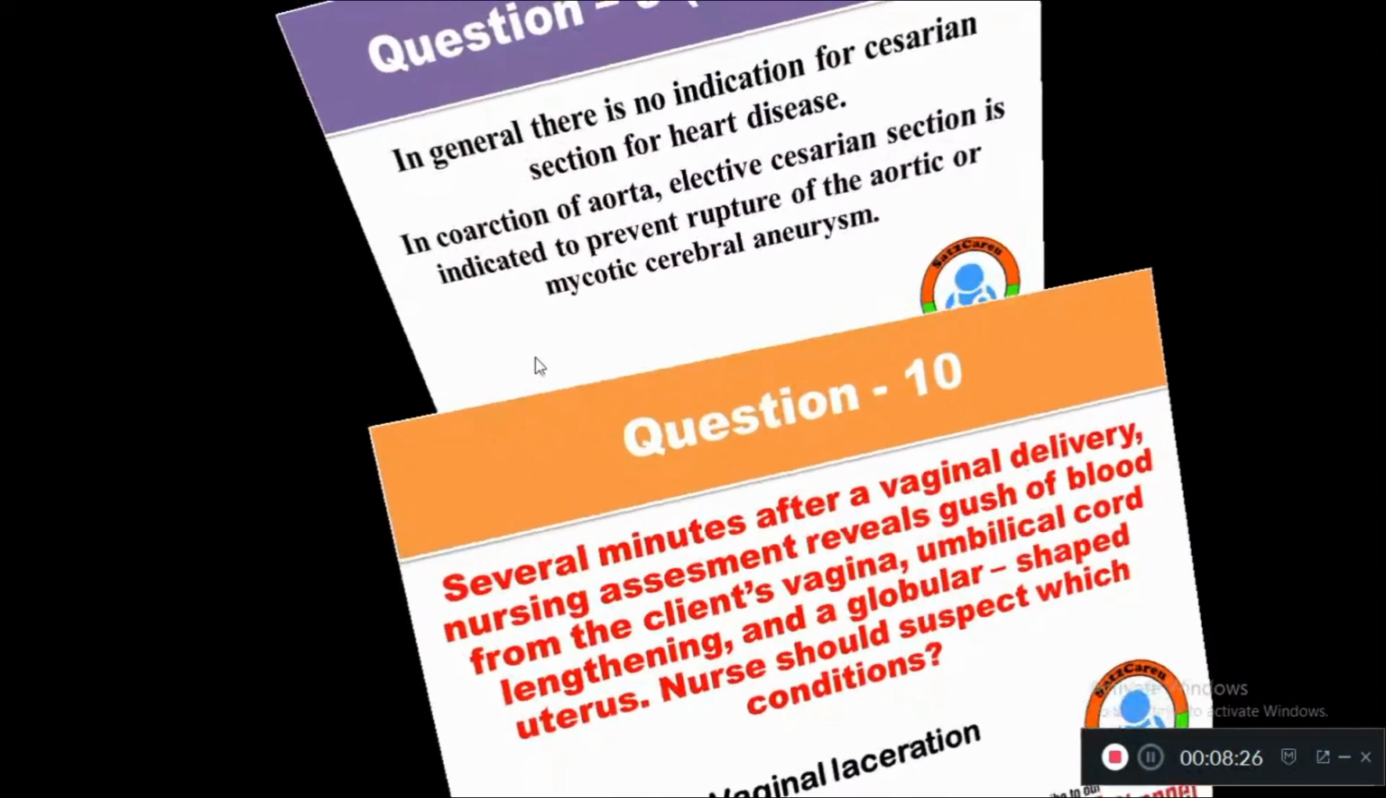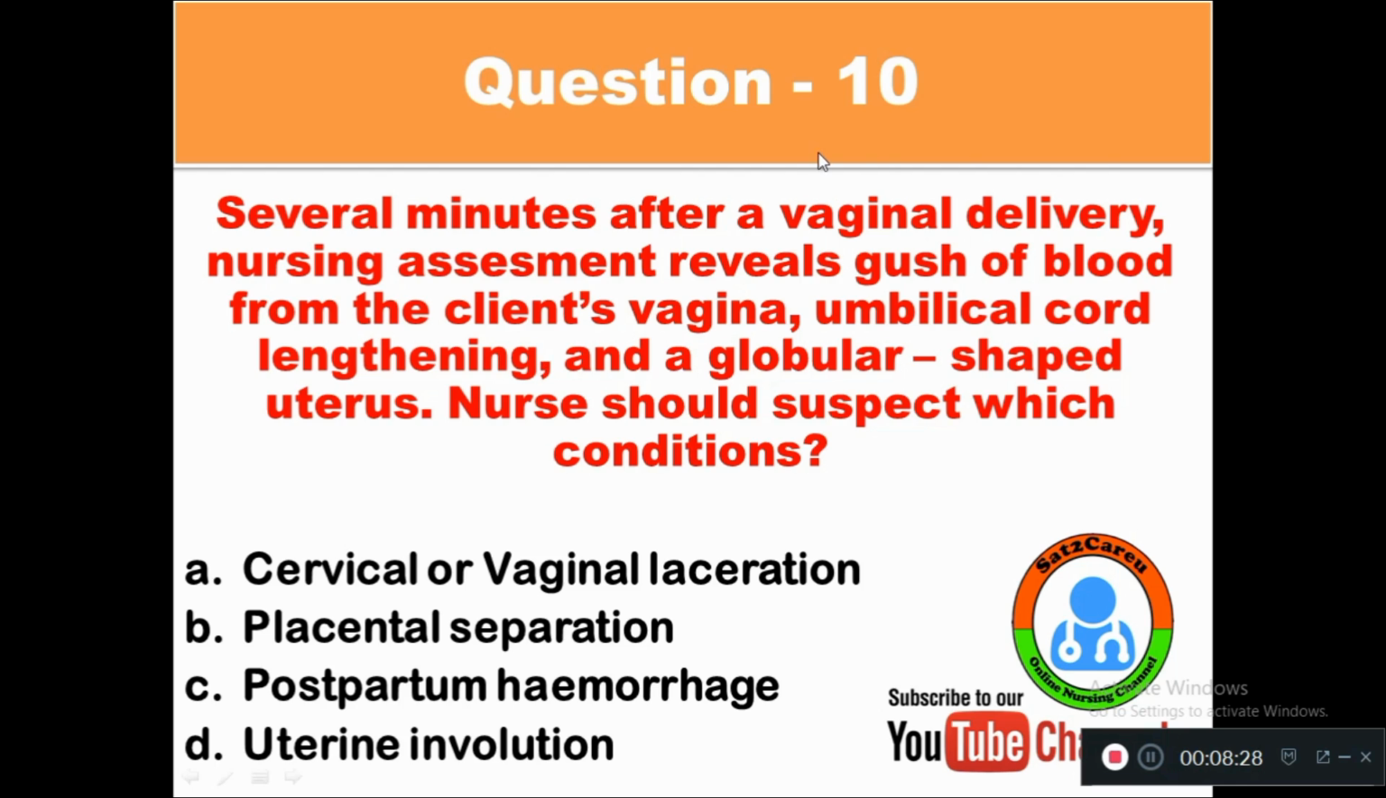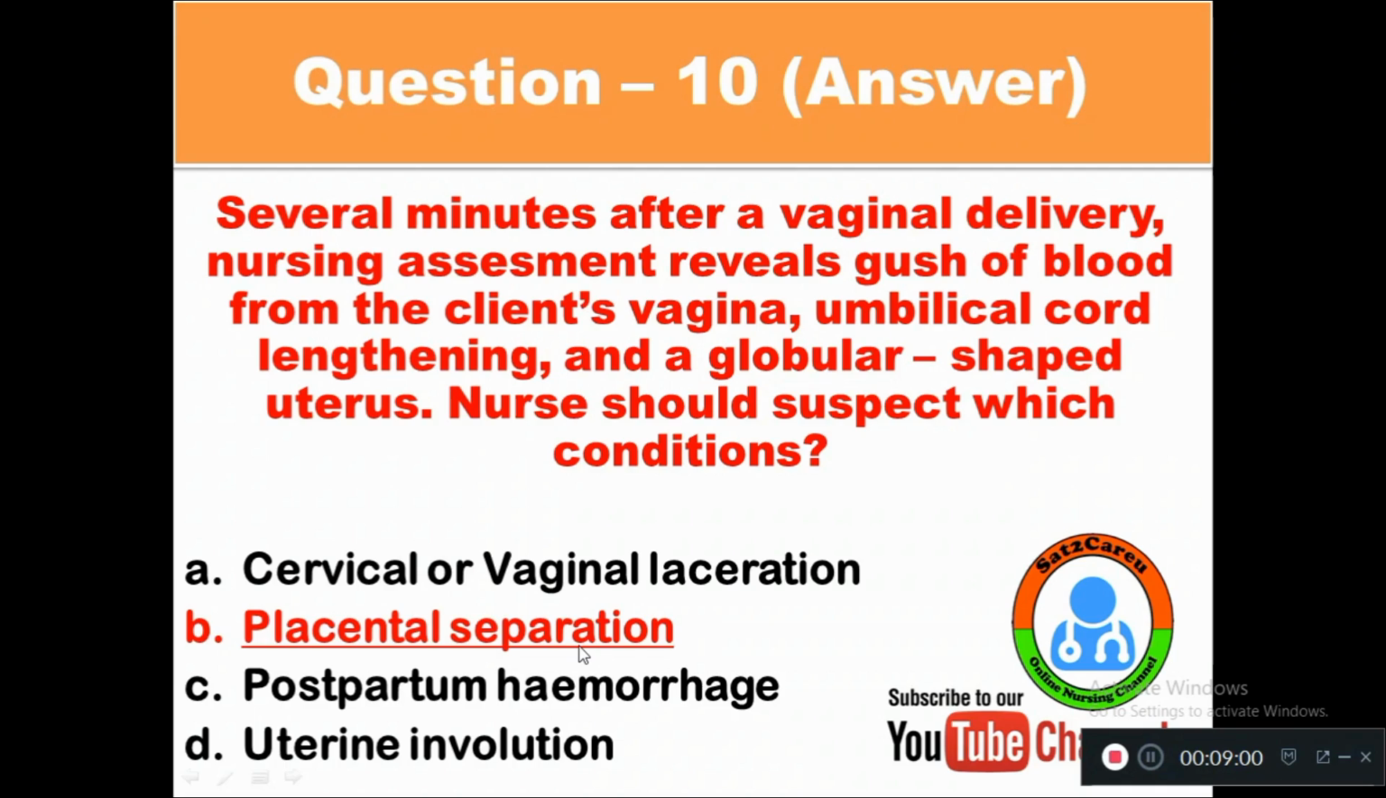Question number 10. Several minutes after a vaginal delivery, nursing assessment reveals a gush of blood from the client's vagina, umbilical cord lengthening, and a globular-shaped uterus. The nurse should suspect which condition? Option A, cervical or vaginal laceration; B, placental separation; C, postpartum hemorrhage; and D, uterine involution. The right answer is placental separation.